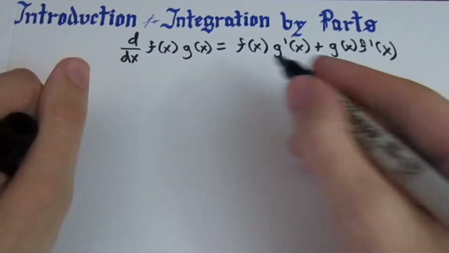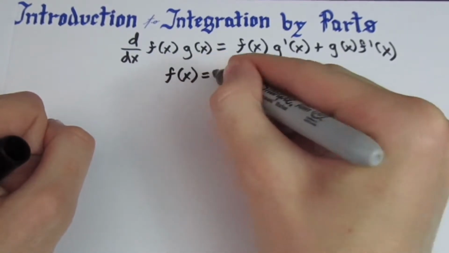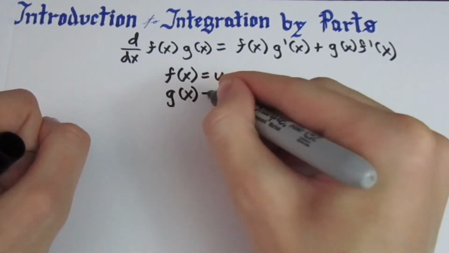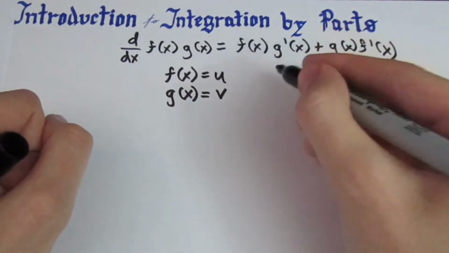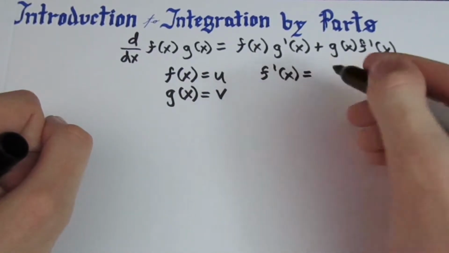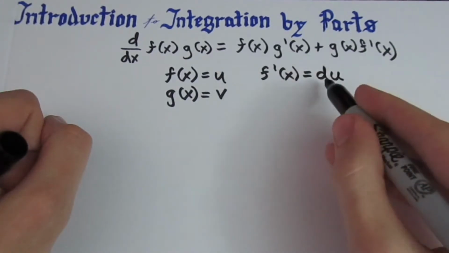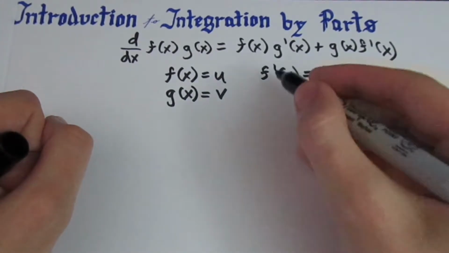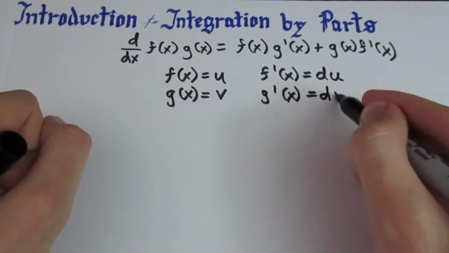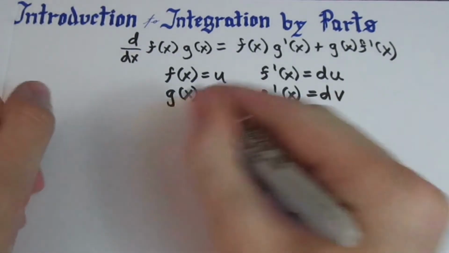Now instead of using f of x and g of x and having all these parentheses, let's let f of x be denoted as u, and let g of x be denoted as v. That way the derivative of f could be u prime, or we could simply write du, which represents the derivative of u. And g prime of x will be dv. So let's substitute that in here.